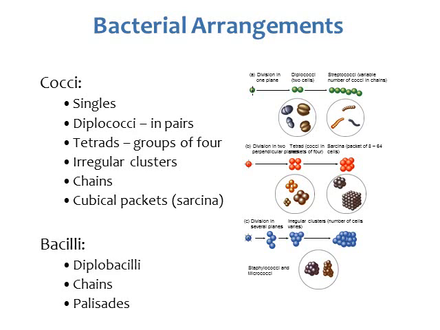So we ran through the cocci, but it's the same thing with bacillus. You can have diplobacillus, two rod-shaped bacteria hooked together. If you have a chain of bacilli, it's called streptobacilli. So strep again is just a chain. If you have bacilli lined up on the long side next to each other, it's called a palisade.